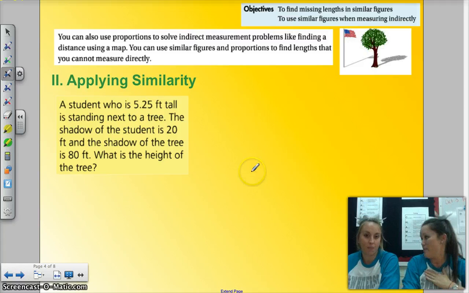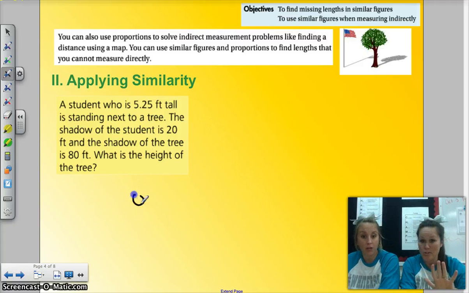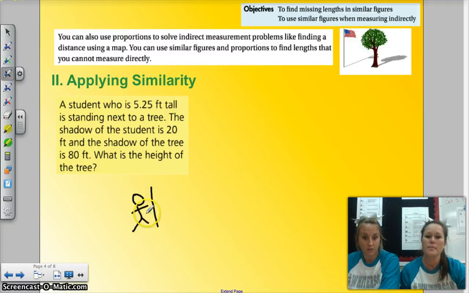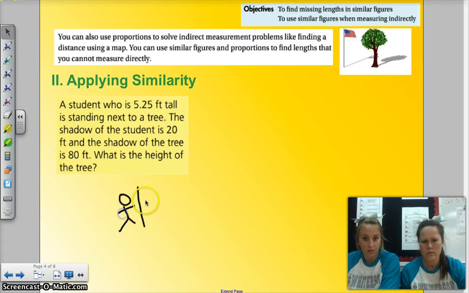Now, I always draw pictures. Here's our guy, and he's got a line, and he's 5.25 feet tall. I need to draw his height. Just write it right here.